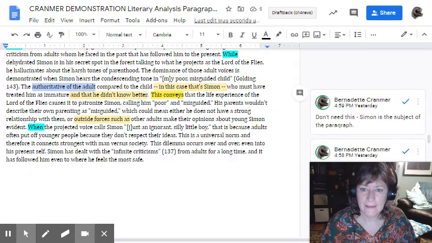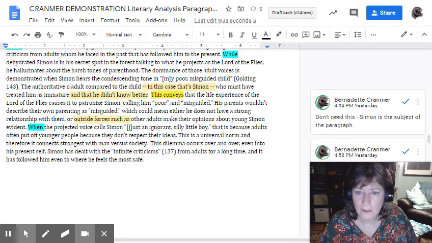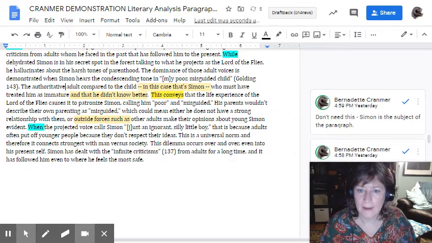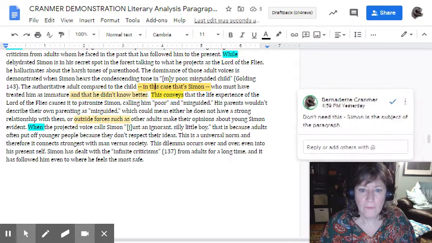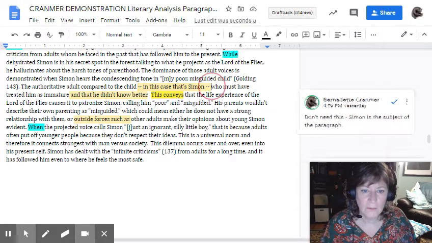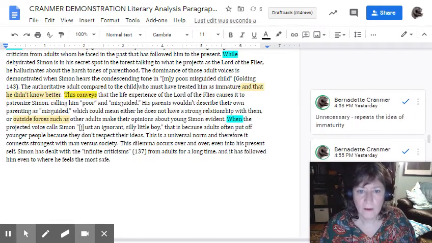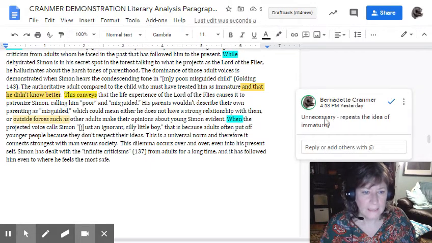Well, that's improper English. We want "authoritative" to describe "adult," so we want to put the adjective right next to the noun. Okay, so now we fix that. All right, now we've got, in this case, "that Simon." Well, we don't need this. Simon is the subject of the paragraph, so let's just get rid of that. So that's gone. And then the third one we have marked, it says it's unnecessary.